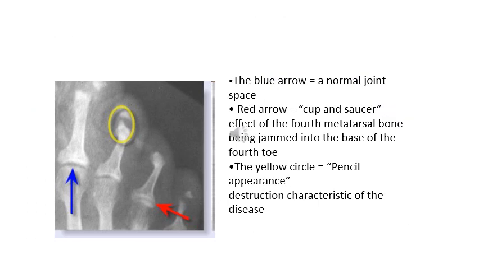An X-ray of a psoriatic arthritic patient. You can see the blue arrow, it's the normal joint space. You can see the red arrow, that the joint space is reduced. It's the cup and saucer effect of the fourth metatarsal bone and the base of the fourth toe, due to the destruction of the joint space and formation of osteolytes. The yellow circle is the pencil appearance. That means destruction of the bone, characteristic of arthritis mutilans, etc.